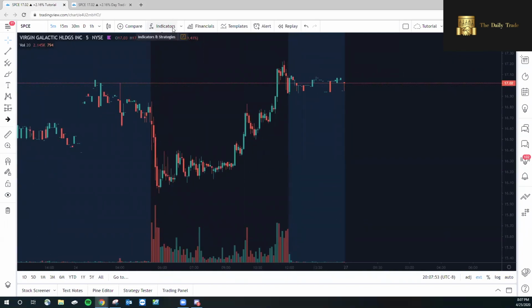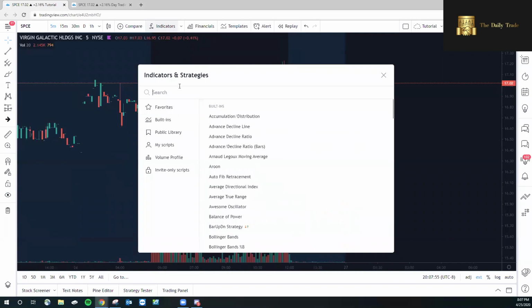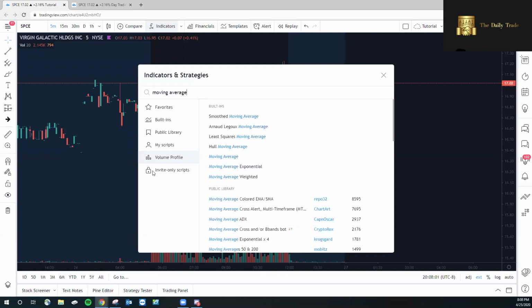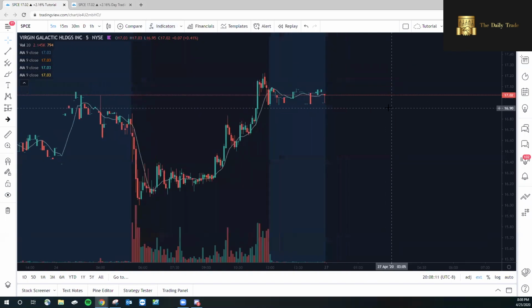Our next indicator that we're going to be using is the moving averages. So you're always going to want a moving average in your charts. We're going to go ahead and add that. I'm going to click 4 of them because we have 4 different moving averages that we always use. All right, I'm going to customize this after.